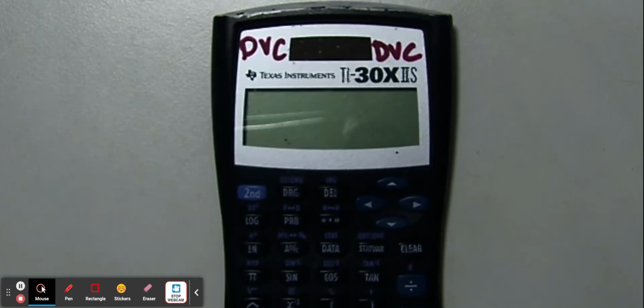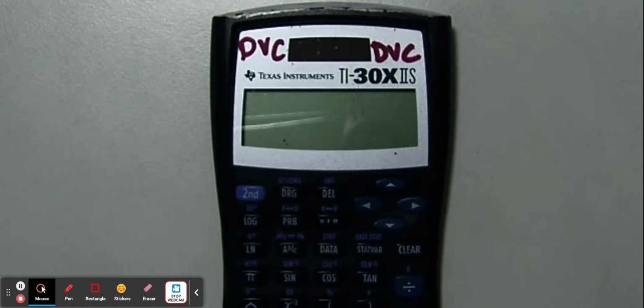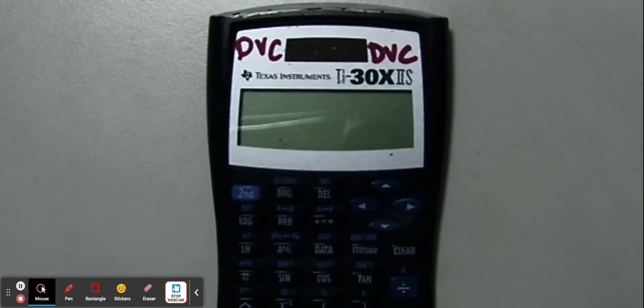This is the calculator I highly recommend to students in the classroom. It's ubiquitous. You can find it anywhere. It's pretty cheap at Walmart, maybe about 10 bucks. And this is really all you'll need for your chemistry class. You don't need anything fancy.